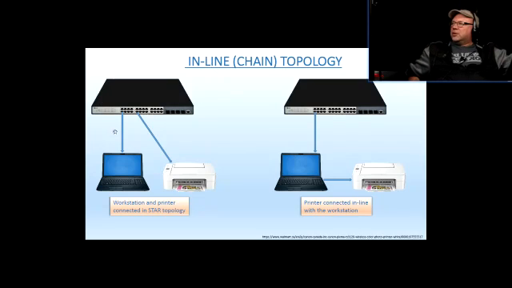For example, on the left side we have a switch, and we have a laptop or a PC and a printer. And on the right hand side, we also have a switch, a PC and a printer, right? So now these two devices are connected in a star topology to this switch.